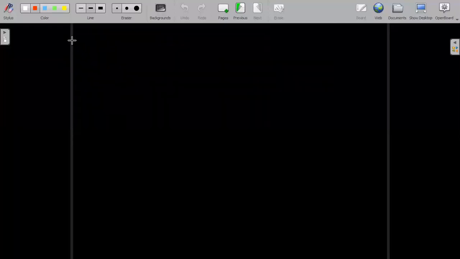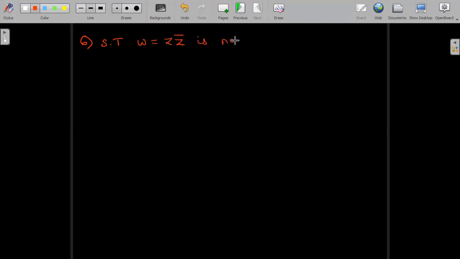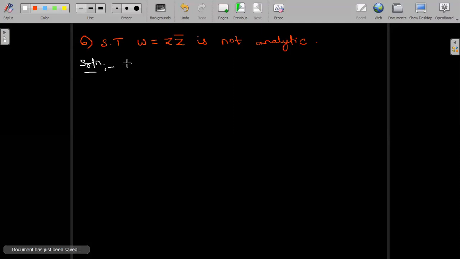Now we'll see one last problem wherein the given function f of z is not analytic. So we need to show that w is equal to z into z bar is not analytic. We recall z bar is the conjugate of the complex number z. How is z bar obtained in the Cartesian form? z is x plus iy, and z bar stands for x minus iy. So i is replaced by minus i to obtain the conjugate. Let us do the representation in the Cartesian form and show that the given function is not analytic.